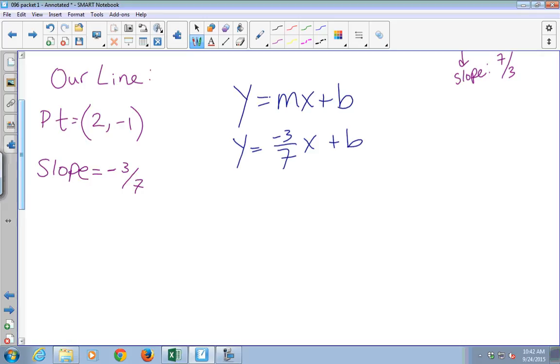So my point is 2, -1. So the -1 is the y-coordinate. I put that in for y. My 2 is my x-coordinate. I put that in for x.